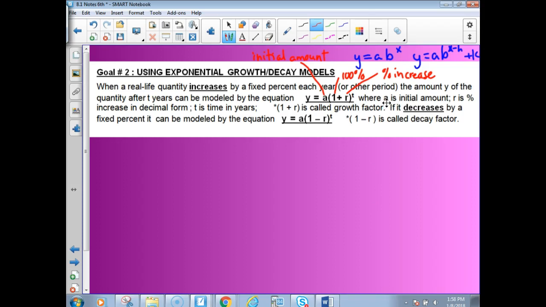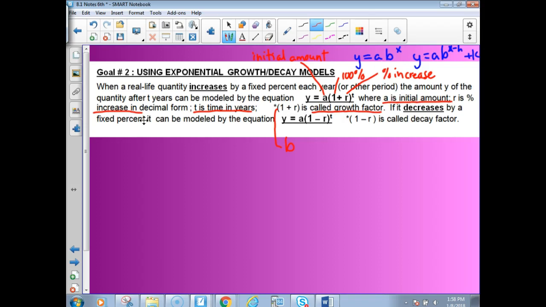So a again is the initial amount, r is the percent increase in decimal form, t is the time in years. 1 plus r is called your growth factor. So what is that in this format that we started with on Friday? Which one of the variables in this generalized format, your a or your b? The 1 plus r. Think about it. It's your b, the growth factor. We called b the growth factor on Friday.